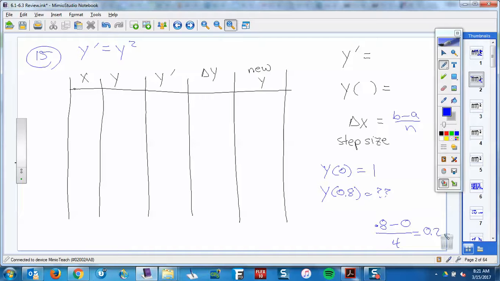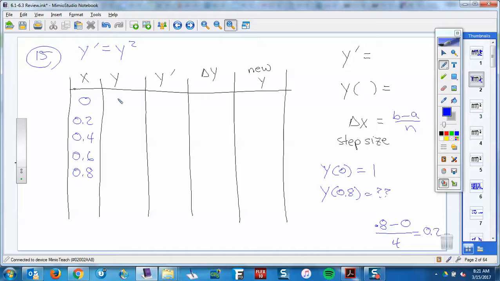Now notice they said 4 steps of 0.2. They wouldn't have had to say that. They could have just said 4 steps, and you could have calculated the 0.2. So maybe they give it to you, maybe they don't. What I would do is go right in here and put 0.2, 0.4, 0.6, and 0.8. I would go right in there and fill that in, okay?